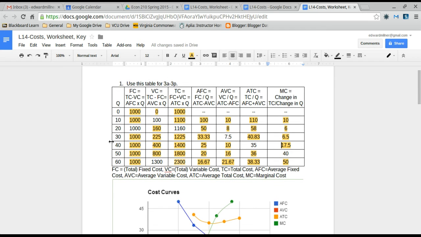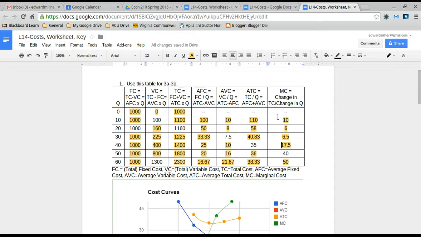All right, the row where quantity is 20. We knew fixed cost was 1,000. We know total cost is 1,160. Variable cost is the difference of those two. The averages are just these three totals divided by 20, and marginal cost is equal to 6.